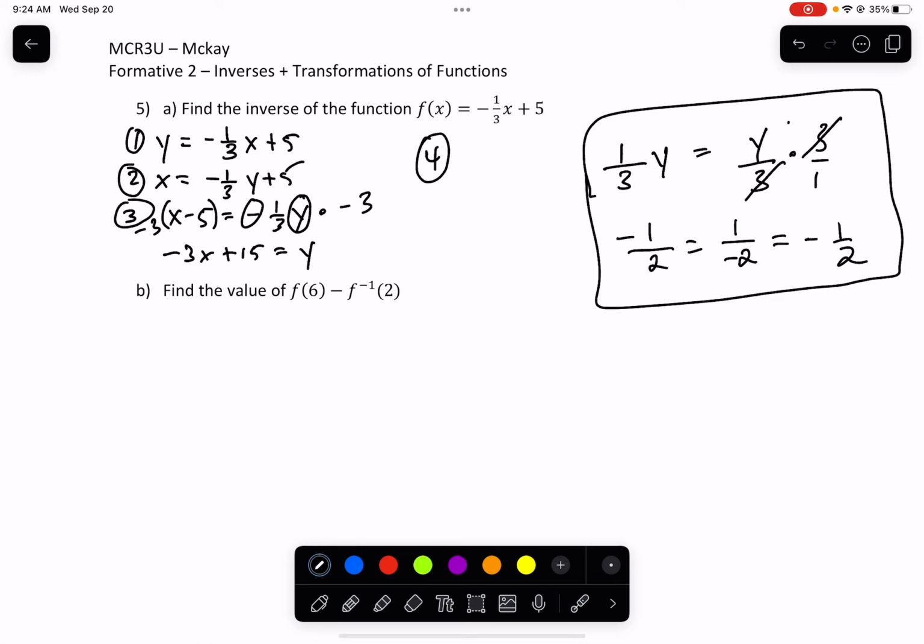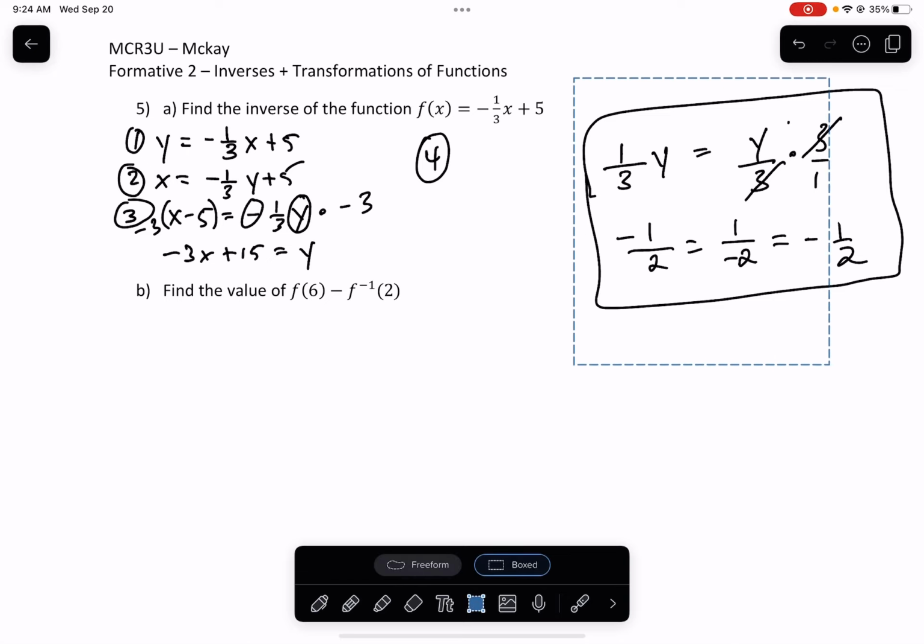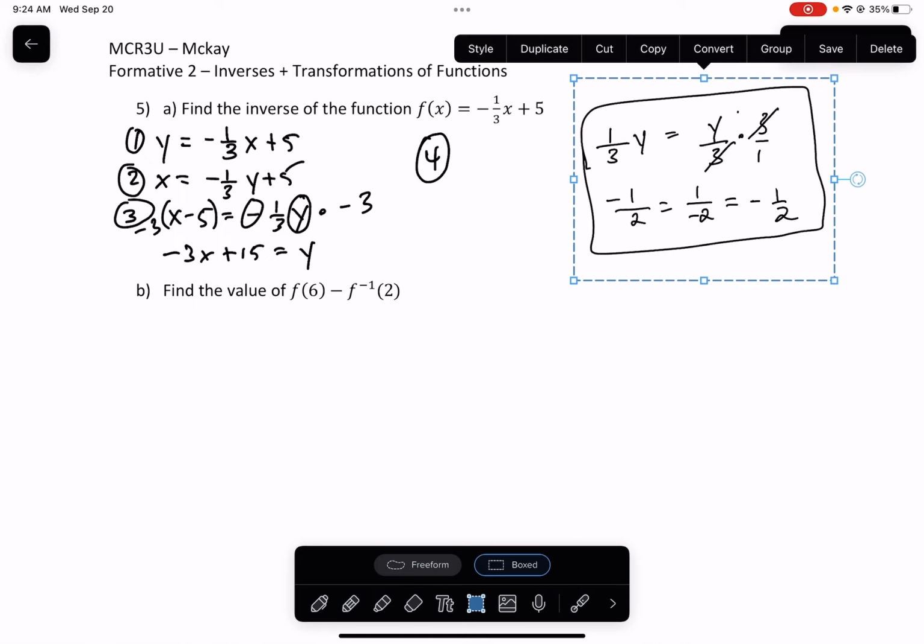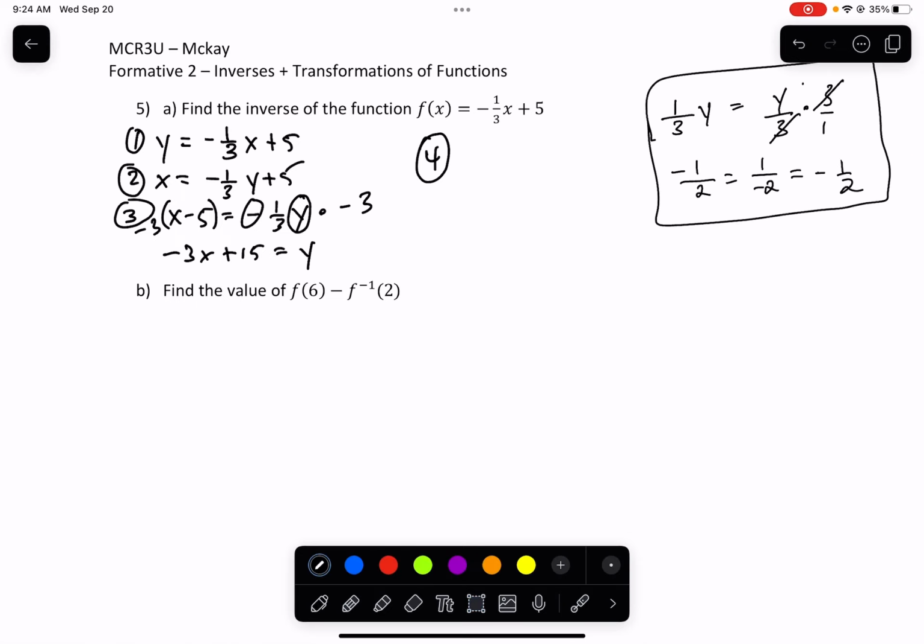Last step is what? Step 4. Dylan? Replace the y with the inverse function. Yeah, it's important to recognize the difference between the original function and the inverse. So we're gonna get negative 3x plus 15. That's you found the inverse.